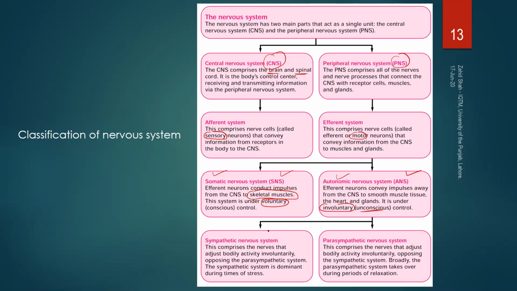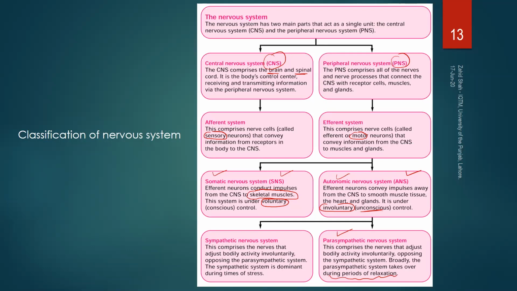This autonomic nervous system has two types: parasympathetic and sympathetic. We will discuss the parasympathetic nervous system first, because this is the system that is active under normal situations. It comprises a nerve that adjusts bodily activity involuntarily, opposing the sympathetic system. Broadly, the parasympathetic system takes over during periods of relaxation, just like now you're sitting. So practically your parasympathetic nervous system is in action.